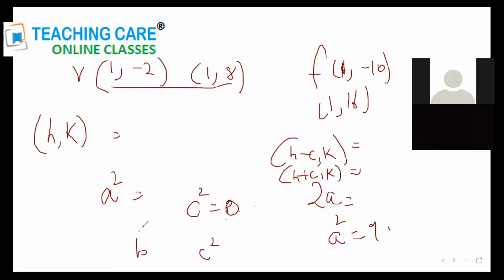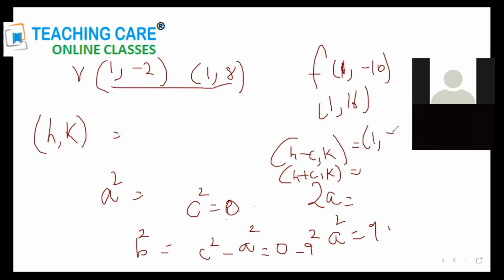So now you have to calculate b square. B square equal to c square minus a square. So c squared will be nothing but 0 minus 9, negative 9. 9 squared you will be getting, right? Okay, but negative it can't be. One second, let me check this. What are the coordinates you are having here? 1 comma negative 10 and 1 comma 16.